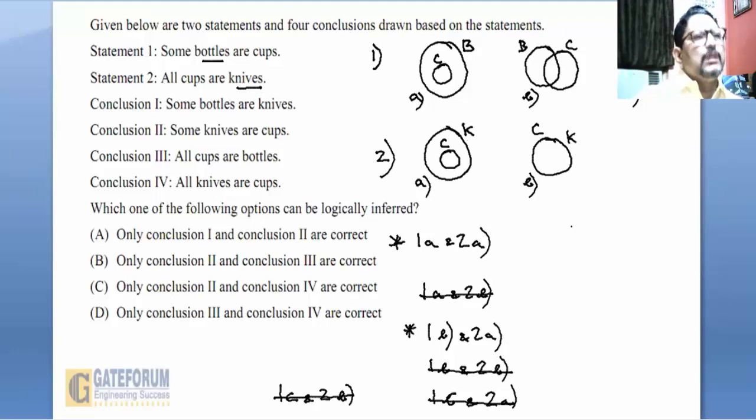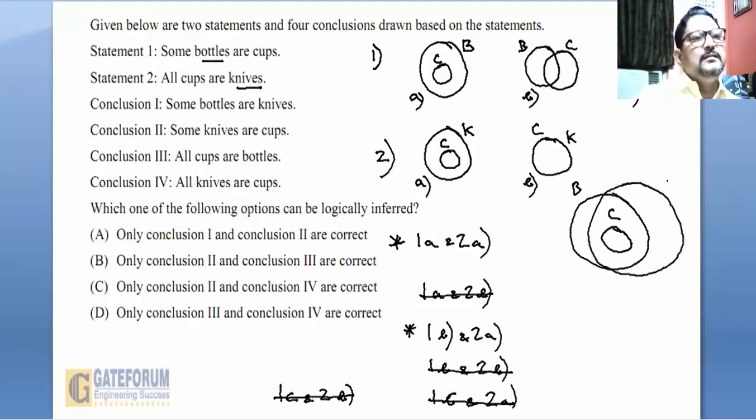Now what happens if we combine 1A and 2A? If we combine 1A and 2A, the diagram would be somewhat like this. See, these are bottles. I have got 1A in there, and these are knives. What has been said? Some bottles are knives. This is absolutely true. Some bottles will definitely be knives. At least the bottle part that is contained by cups will definitely be knives. So this is always true here.